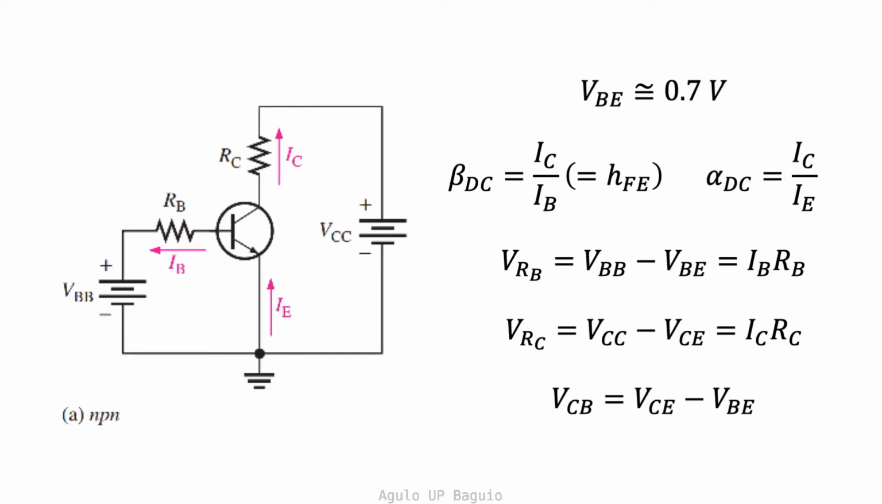The voltage at the collector with respect to the grounded emitter is the difference between the collector voltage and the voltage across the collector resistor V sub RC. Finally, the collector voltage with respect to the base, VCB, is just equal to the difference between VCE and VBE. This is nothing but the reverse bias voltage between the collector and the base.